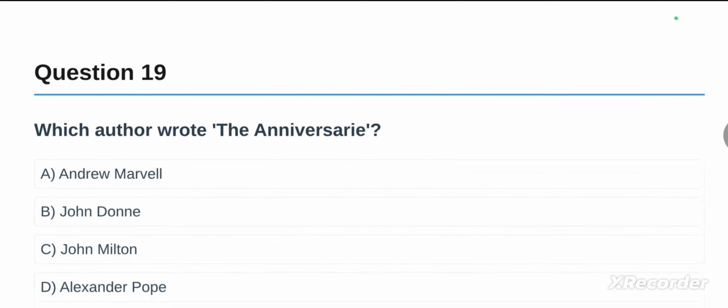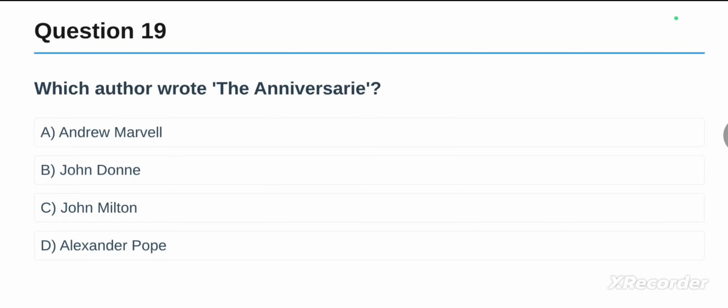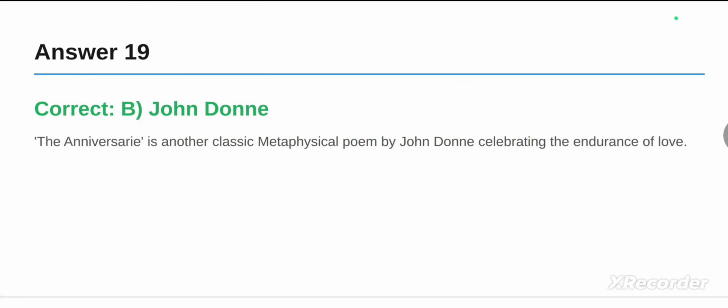Question number 19. Which author wrote The Anniversary? And we all know the answer is John Donne. In this poem, he discussed love; it is a classic metaphysical poem by Donne celebrating the endurance of love.